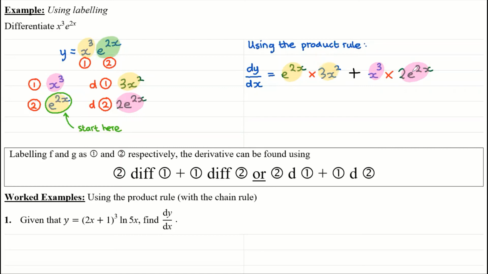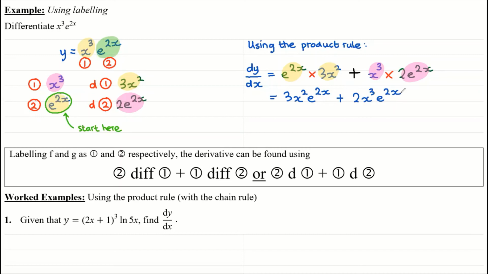So let's just make this look a bit neater now. So we'll bring the 3 to the front. So it's going to be 3x squared e to the 2x. So it looks a bit better. And plus, we'll bring the 2 to the front, 2x cubed e to the 2x as well. And you could even factorize that if you wanted to, but we're not asked to do that. So that will get you full credit.